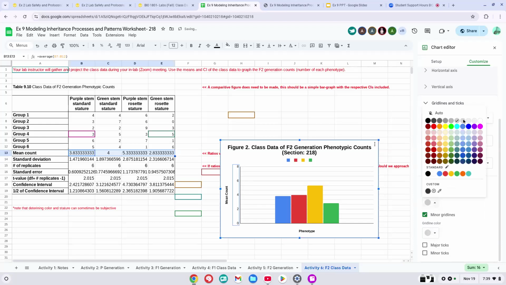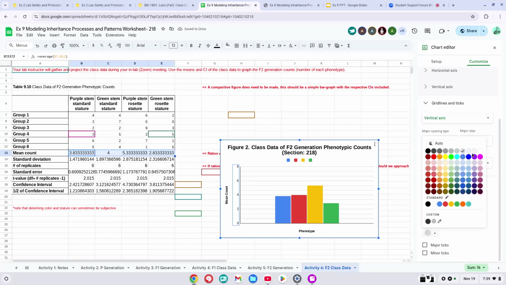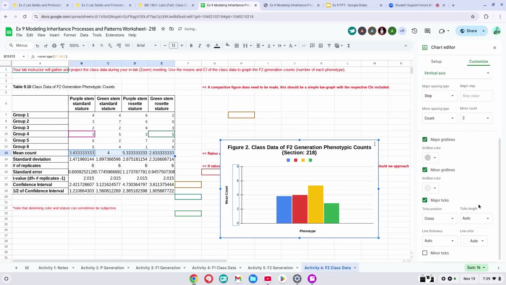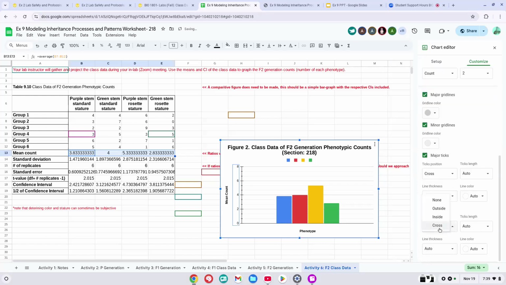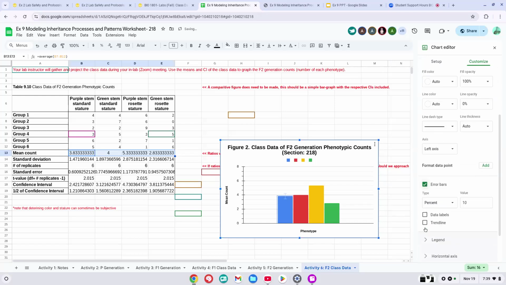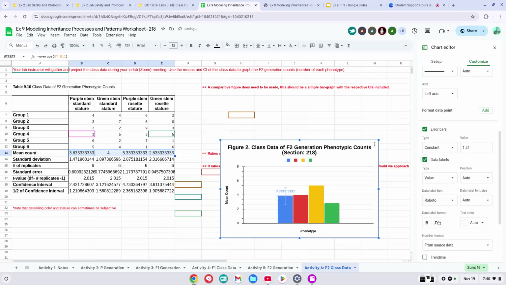Yep, I can't see that at all. Well, maybe you guys can. All right, we got our major ticks across and our minor ticks on the outside, just so we can see. Now we'll click each one of these and add our error bar in. And remember, we want this as what? Constant. And then we'll put in our half interval data, which should be 1.21, with our data labels.